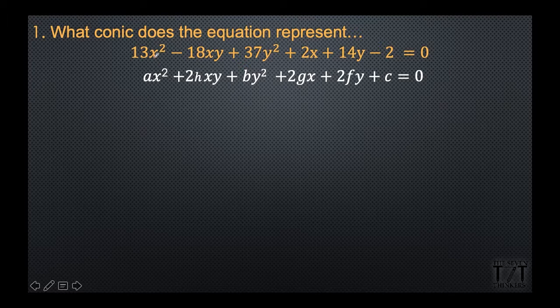a is the coefficient of x square, therefore a will be equal to 13. Similarly, the value of h would be equal to minus 9. The value of b would be equal to 37. The value of g will be equal to 1. The value of f would be equal to 7 and the value of c would be equal to minus 2.